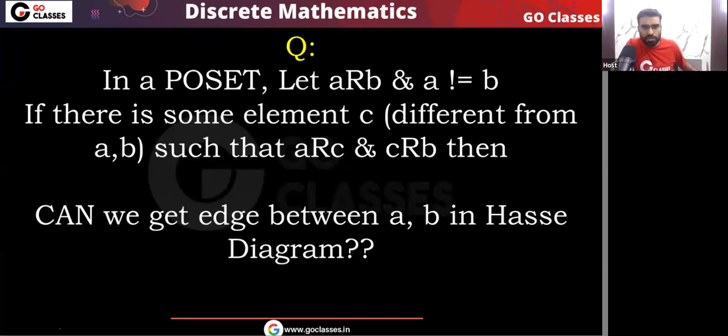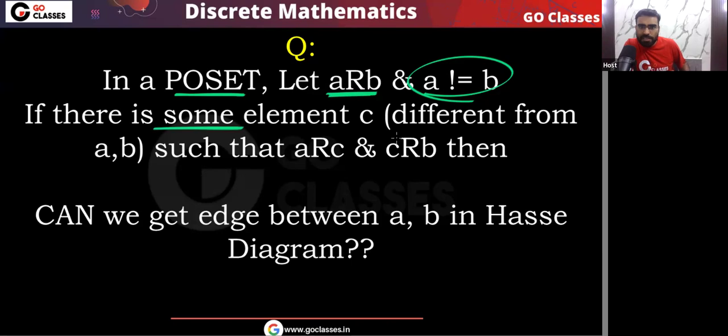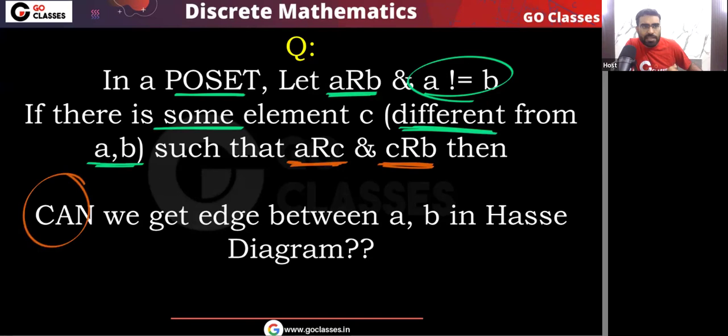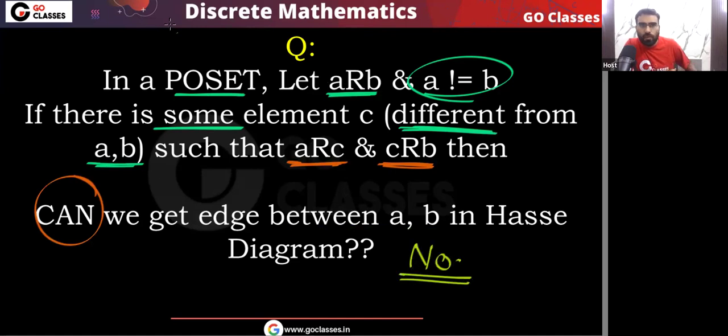Now, tell me the answer for this question. In a POSET, let A be related to B, where A, B are different. There is some element C which is different from A, B, such that A is related to C, C is related to B. Then can we have an edge between A, B in the Hasse diagram? And the answer is clearly no, because in the Hasse diagram, you cannot put transitive edges.